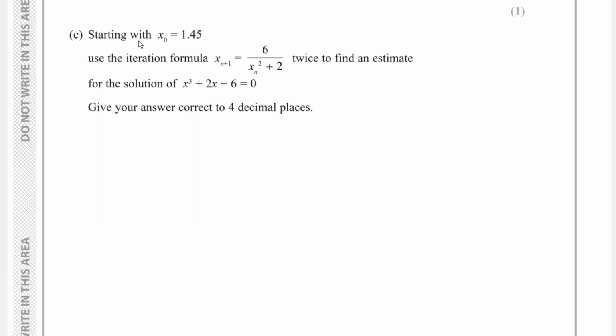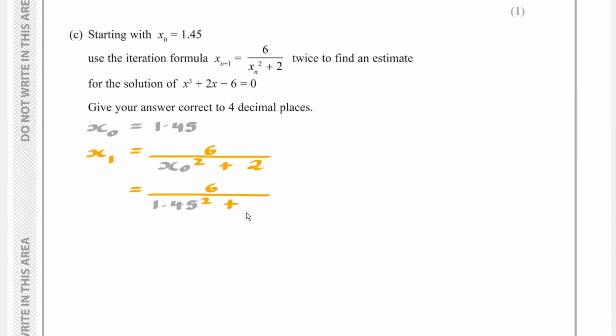Part C, starting with x0 equals 1.45, use the iteration formula xn plus 1 equals 6 over xn squared plus 2 twice to find an estimate for the solution of x cubed plus 2x subtract 6 equals 0. Give your answer correct to 4 decimal places. So we've got x0, which is equal to 1.45. If I use my iterative formula, x1 will equal 6 over x0 squared plus 2. So I need to replace the x0 with 1.45. So I've got 6 over 1.45 squared plus 2.